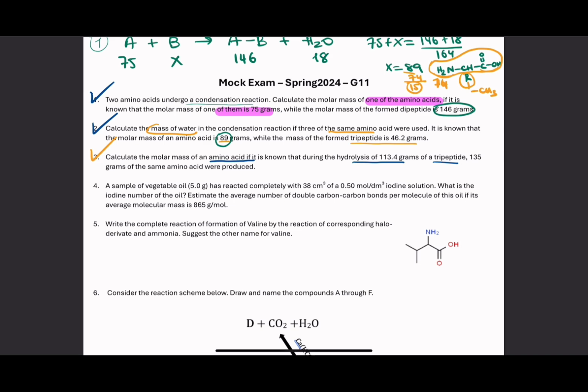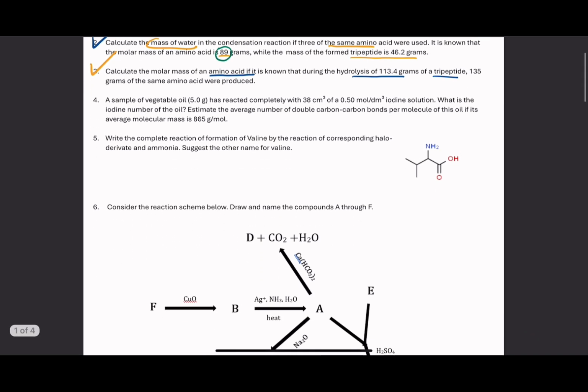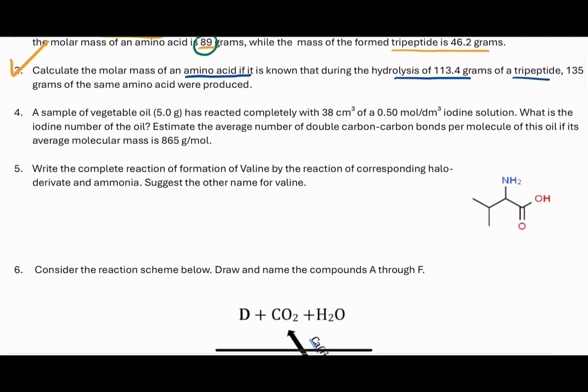Now let's move on to question 4. Here it says a sample of vegetable oil, 5 gram, has reacted completely with 38 centimeter cube of this much concentration iodine solution. It's asking what is the iodine number of the oil. Estimate the average number of carbon-carbon double bonds per molecule, if this oil has an average molecular mass of 865 gram per mole.